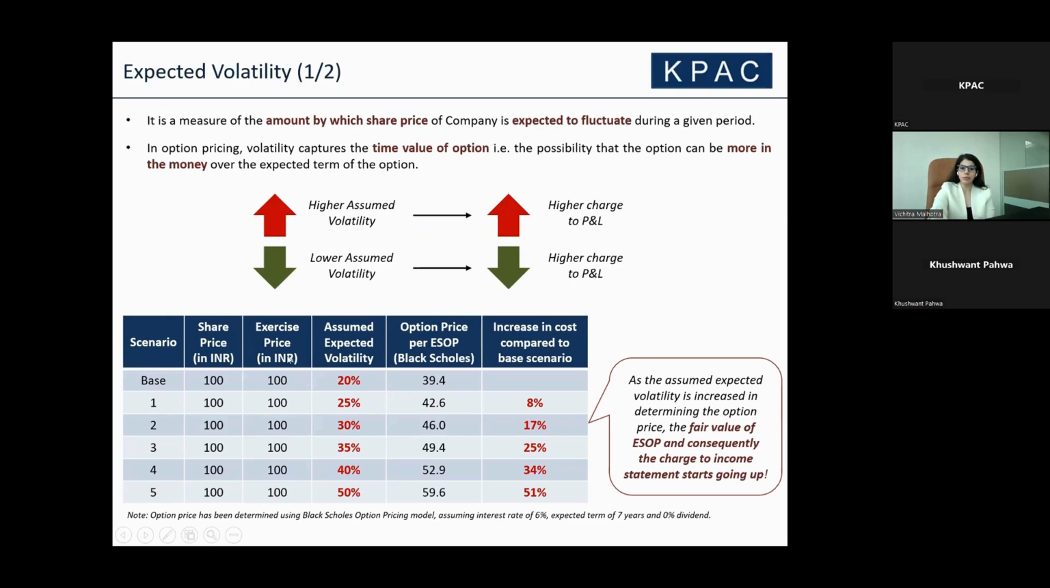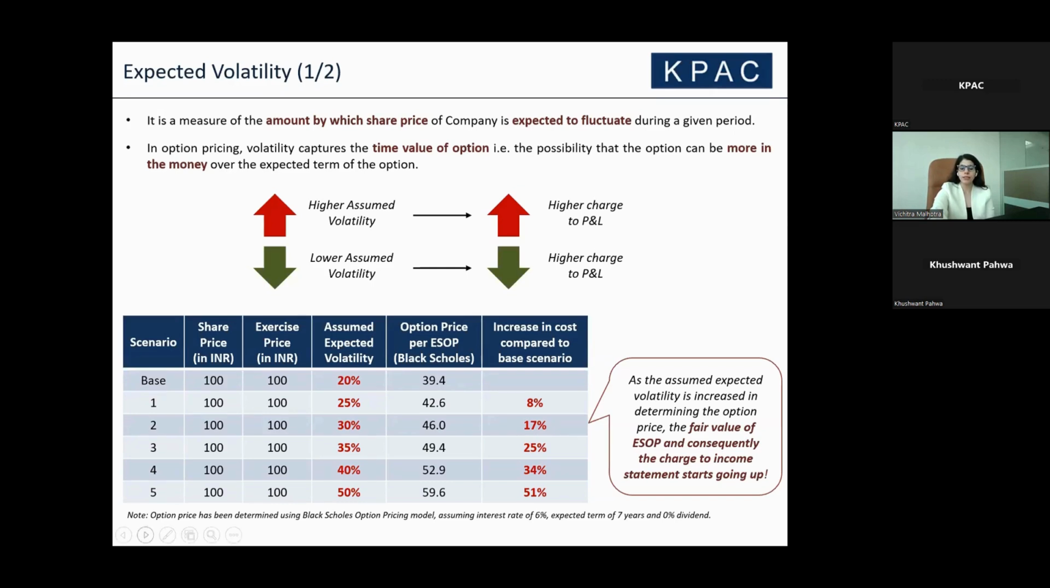If you look at the table here, we have just taken a simple example where we've assumed the share price and exercise price both to be equal to each other, 100 rupees. And we have varied the expected volatility from 20% at 5% intervals from 20 going up to 50%, and calculated the Black-Scholes option price as a consequence. If you see, whilst moving the volatility from 20% to 50%, the option price compared to the base has almost increased by 50%. That is the impact that your volatility assumption can have on your overall fair value and therefore on your expenses to be recognized on account of ESOP.